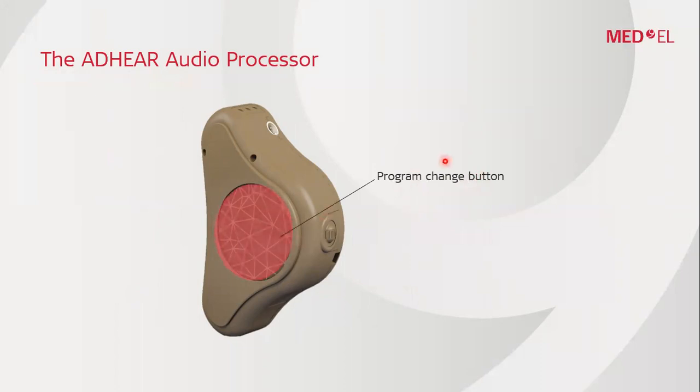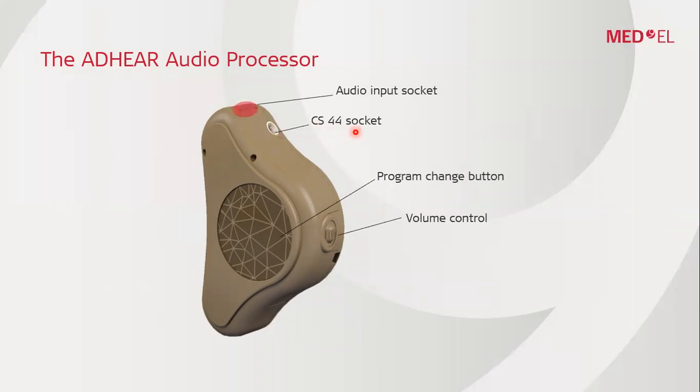You can press on this button to change between these different programs. And also you can control the volume from this scroll. By the way, the ADHEAR is a symmetrical solution, so it can be used for the right or the left ear. Here we have the CSF44 socket for configuration, so if you want to edit something in the configuration of the ADHEAR. And here we have the direct audio input, so you can connect your mobile phone or earpods or anything to the ADHEAR by this direct audio input.